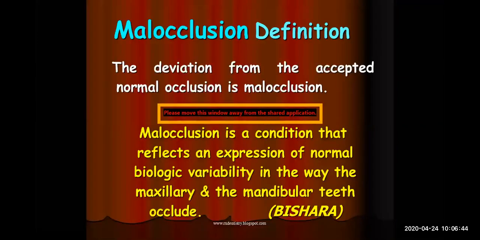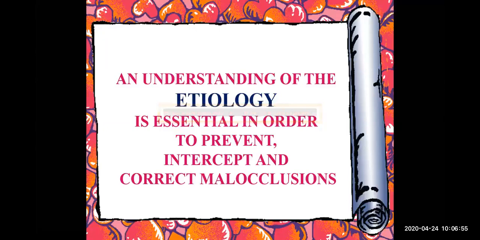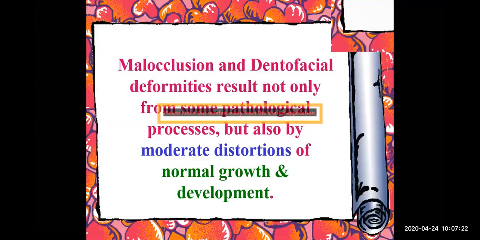So the malocclusion, all of you know that malocclusion, it is the deviation from the accepted normal occlusion. So the etiology is essential in order to prevent. First, why you should know the etiology, that is very, very important for the diagnosis and the treatment planning. So to prevent, intercept and correct your malocclusions, you have to be thorough with your etiology. So that is the main basis of understanding your etiology.